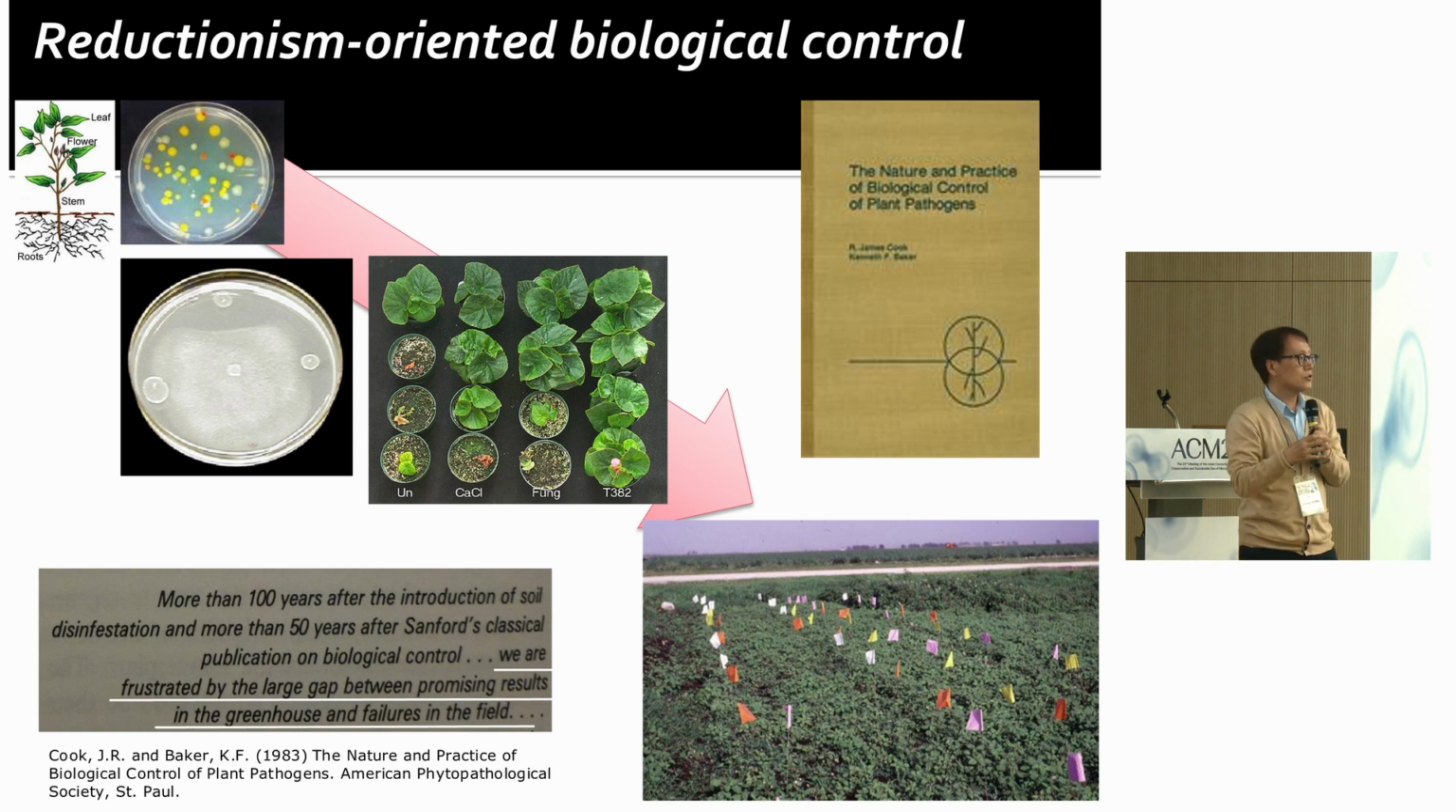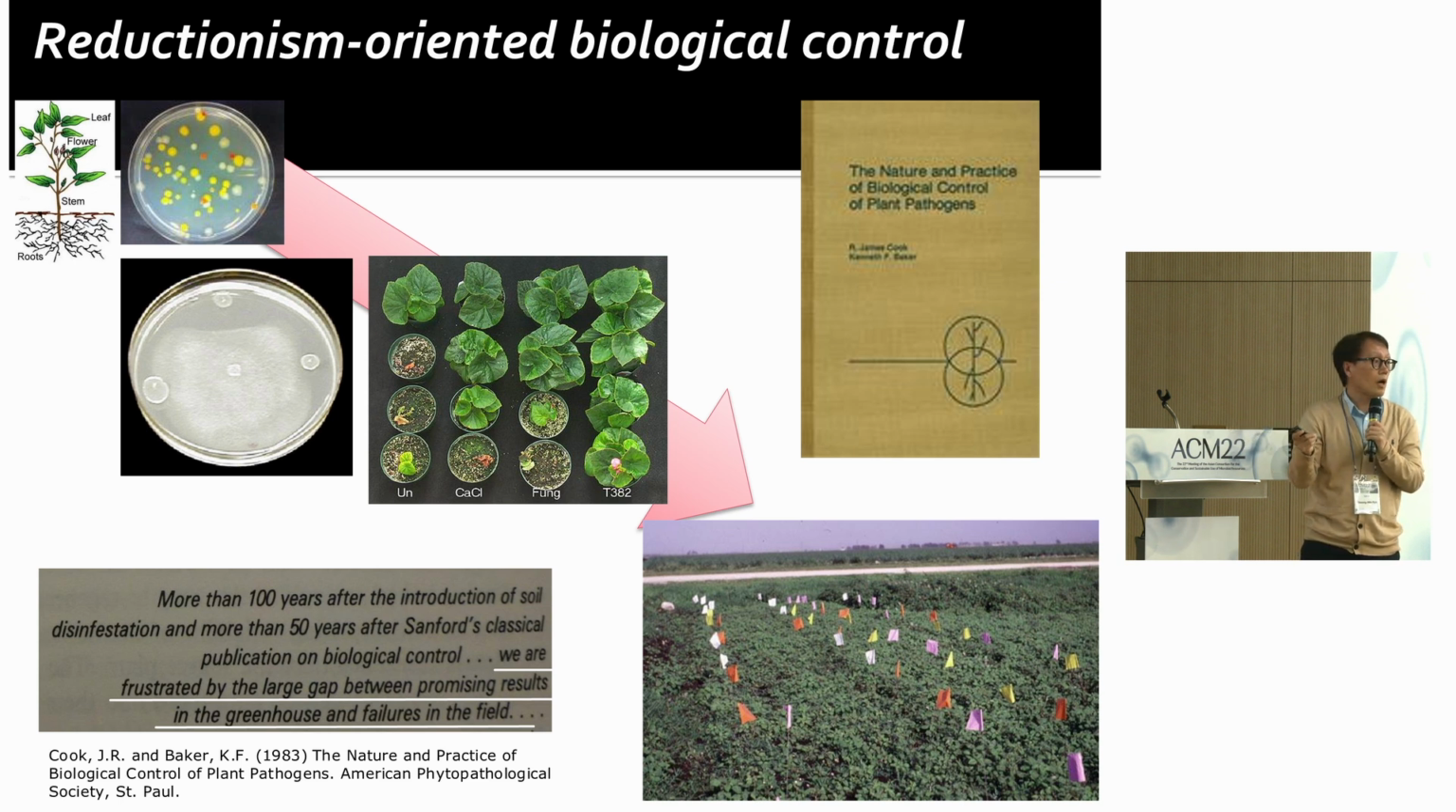In biological control, we have a fundamental problem, because mostly we search in a reductionism-oriented way, with biological control agent screening. We isolate the bacteria, then screen them in the greenhouse and the field. Sometimes it works very well in the greenhouse, but it does not work in field conditions.